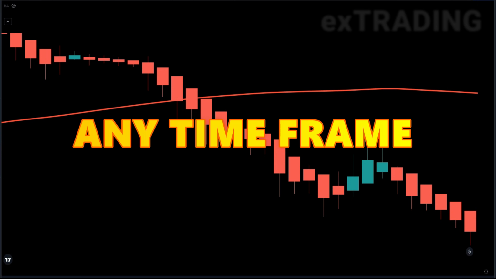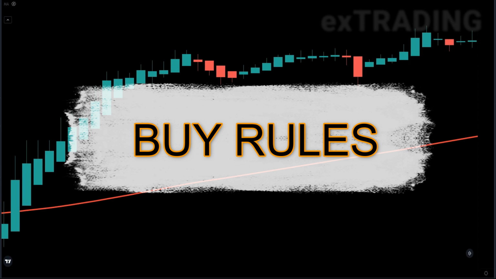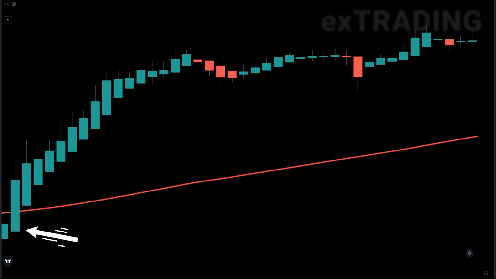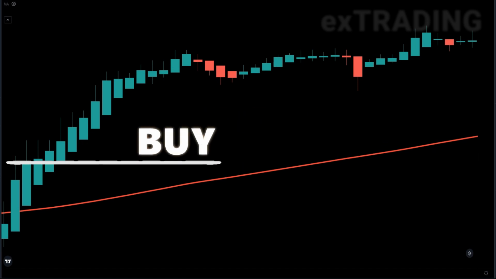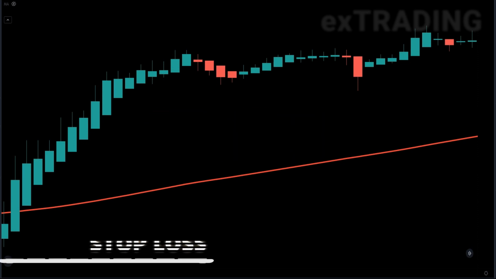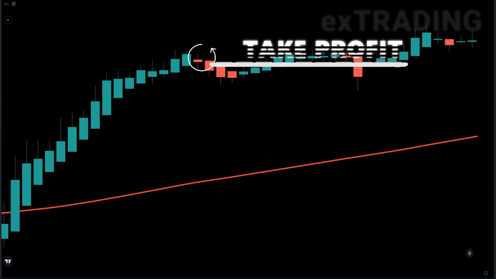Any time frame is acceptable for this strategy. For buy positions, here are the rules. Step number 1, the Heikin-Ashi candlestick turns green. Step number 2, the price closes above the 100 exponential moving average as a bullish candle. Step number 3, enter a long position when the aforementioned two conditions are met. Step number 4, set the stop loss a few pips below the 100 exponential moving average. Step number 5, exit the position whenever the Heikin-Ashi candlestick turns red.